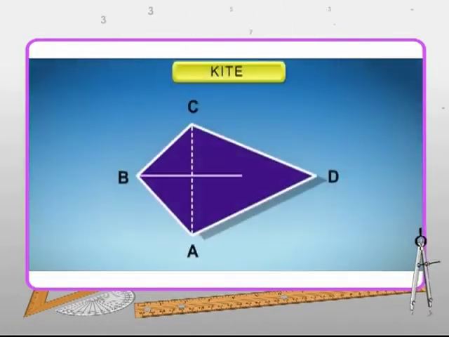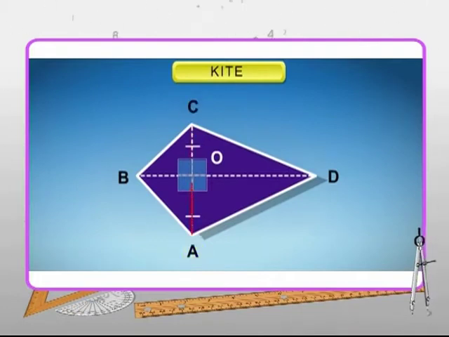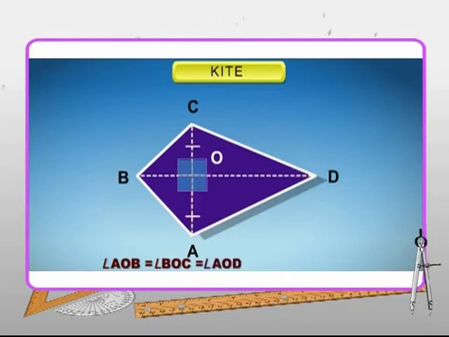The longer diagonal of a kite bisects the other diagonal at right angles. In the figure, longer diagonal BD bisects the other diagonal AC at right angles. Hence, AO is equal to OC. Also, angle AOB is equal to angle BOC, which is equal to angle AOD, which is equal to angle COD, and each one is equal to 90 degrees.